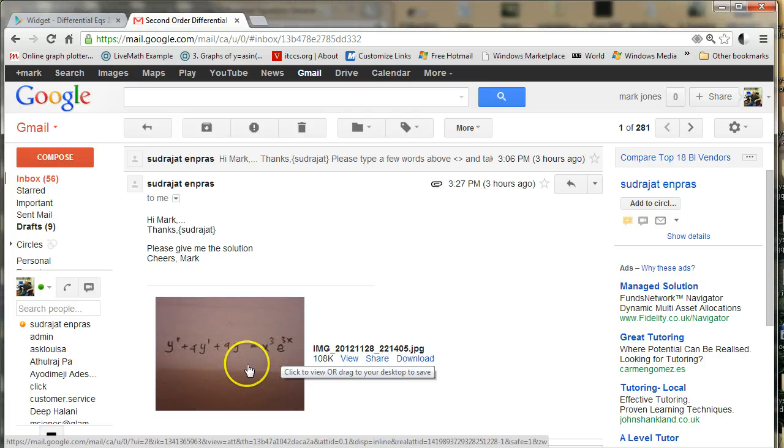Here it is captured as a picture. y double dash plus 4y dash plus 4y equals x cubed e to the 3x. And you wanted the solution to this question.